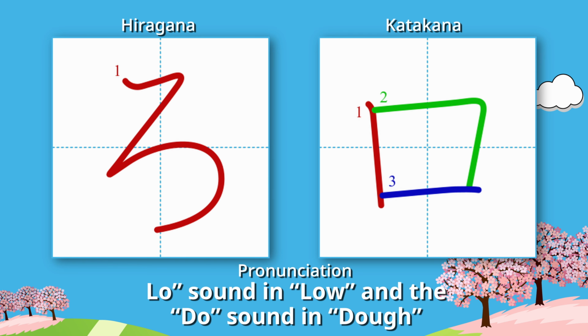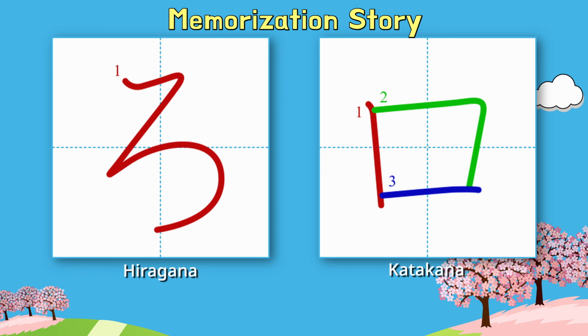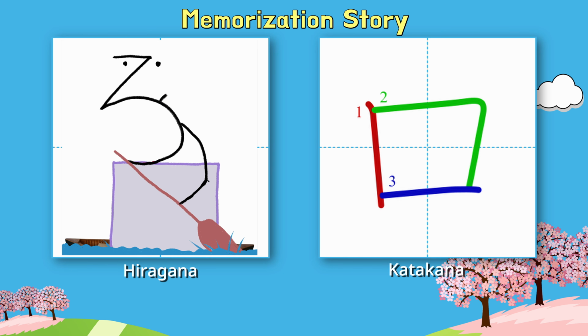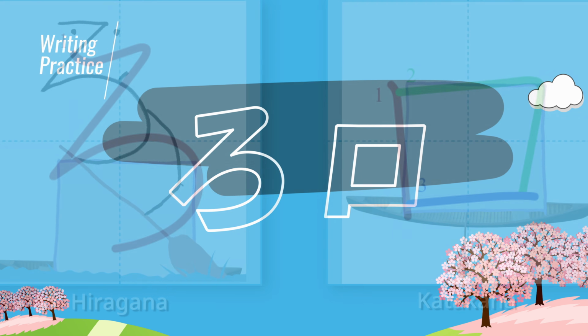These characters represent a blend between the lo sound in lo and the do sound in do. The hiragana do is basically the same as the character du, but without the loop. We can picture the dude from du rowing a rowboat. The square rowboat is the katakana do. Why is it square? Whatever.